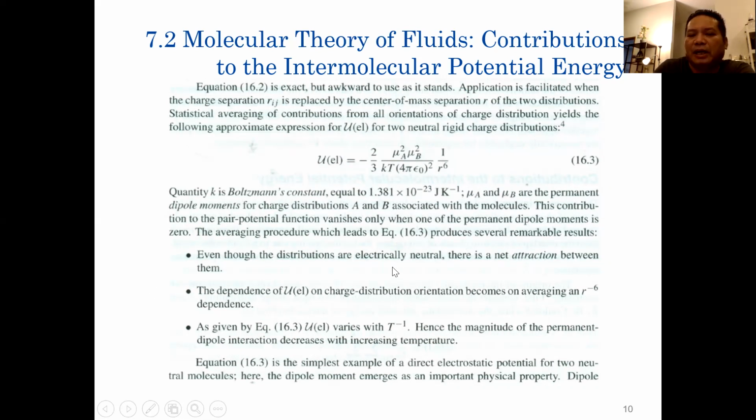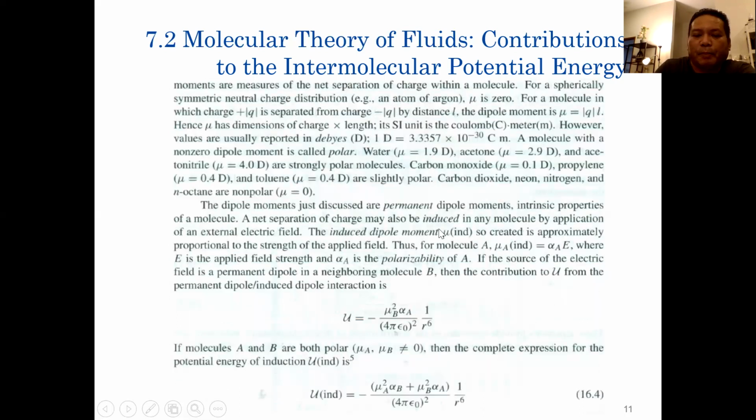Even though the distributions are electrically neutral, there is a net attraction between them. The dependence of μ_L on charge distribution orientation becomes an average, with an r to the minus 6 dependence. As given by the equation, μ_L varies with T to the minus 1, hence the magnitude of permanent dipole attraction decreases with increasing temperature. This equation is the simplest example of direct electrostatic potential for two neutral molecules. So the dipole moment charges are important properties.